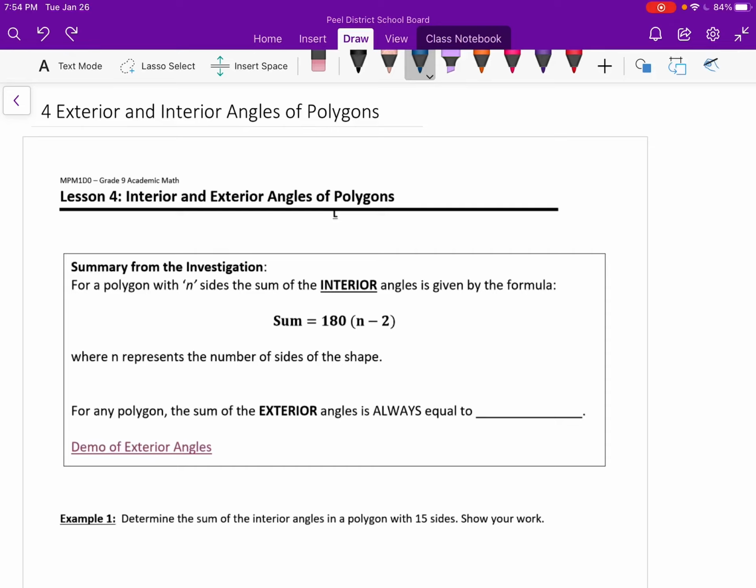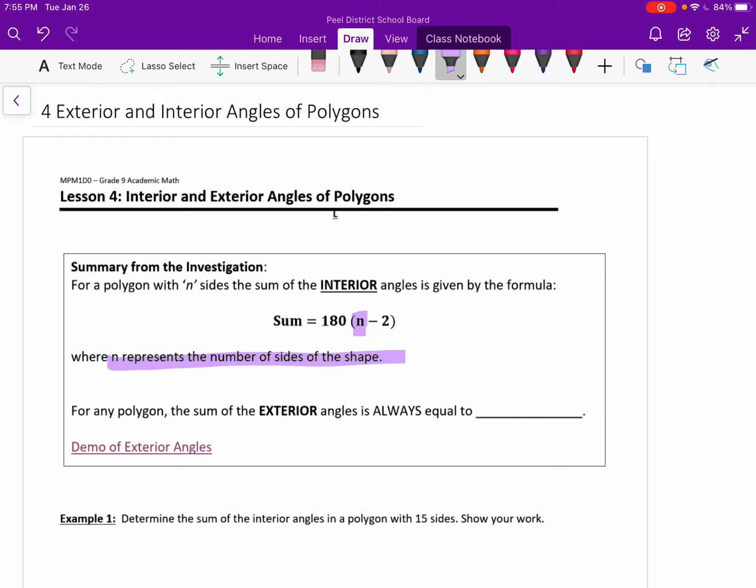Going to be talking about lesson 4 of unit 8, which is going to be talking about exterior and interior angles of polygons. So just a summary from lesson 3, our investigation. For any polygon with n sides, the sum of the interior angles, that means all the angles inside of our polygon, is going to be equal to 180 multiplied by n minus 2, where n represents the number of sides of the shape.